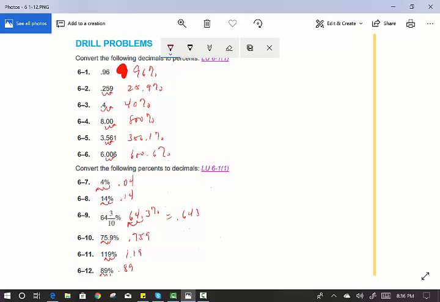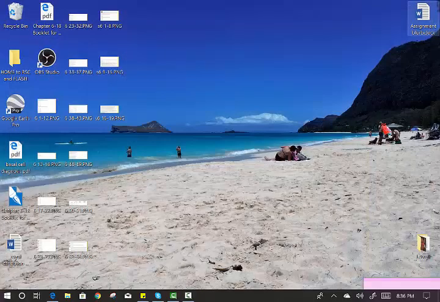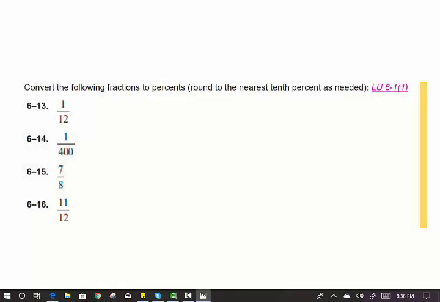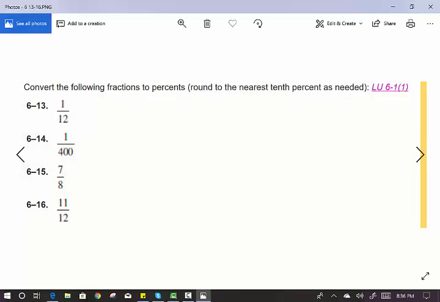Okay, now let's go ahead and take a look at numbers 13 through 16. On numbers 13 through 16, we're going to convert the following fractions to percents and round to the nearest tenth percent as needed. So all we have to do here is convert the fraction to a decimal first. That'd be the first step, to go to a decimal. So we'll enter on the calculator 1 divided by 12.